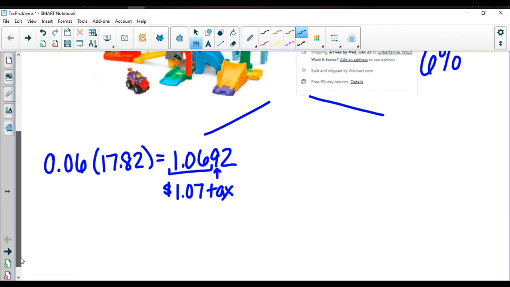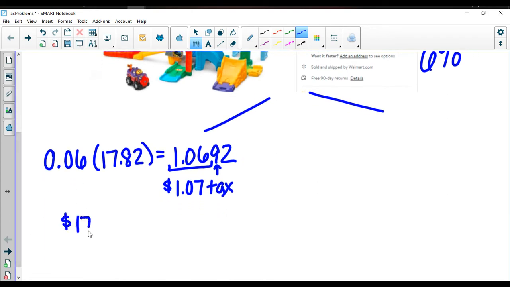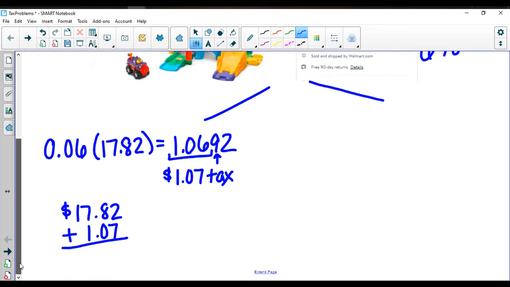Tax gets added on to the cost of our item. So I'm still going to pay the $17.82 for the Go! Go! Smart Wheels. And then I'm going to add on the cost of that sales tax to my item. So if I have the $17.82 and I add on the $1.07, I'm now at $18.89 for my total. That's method one.